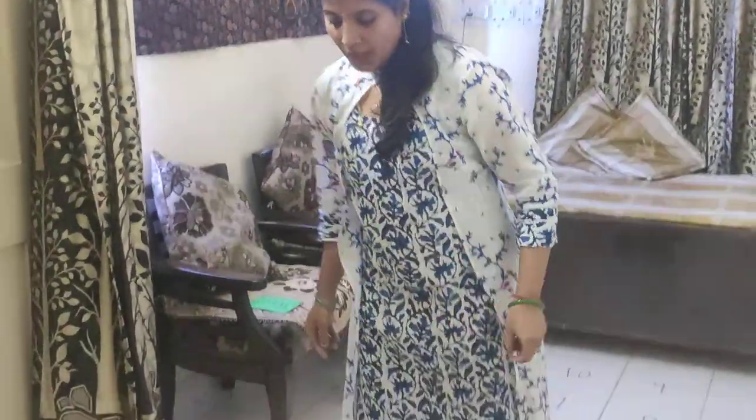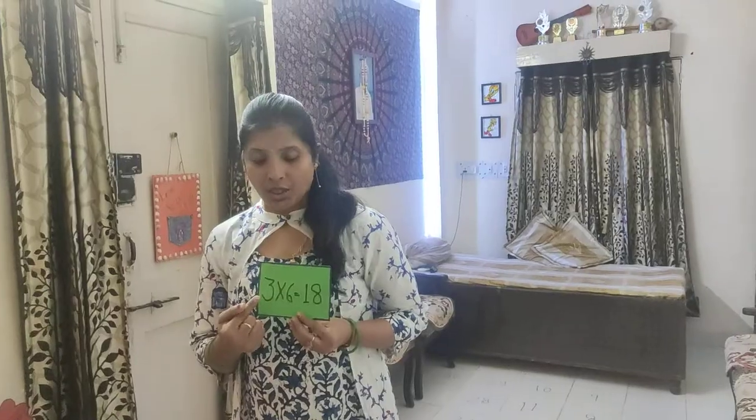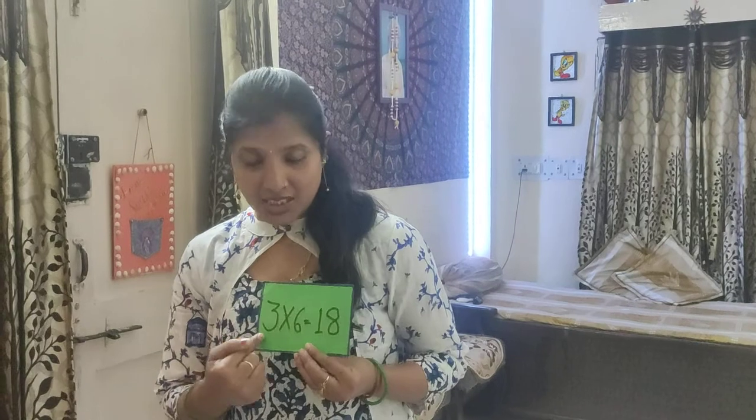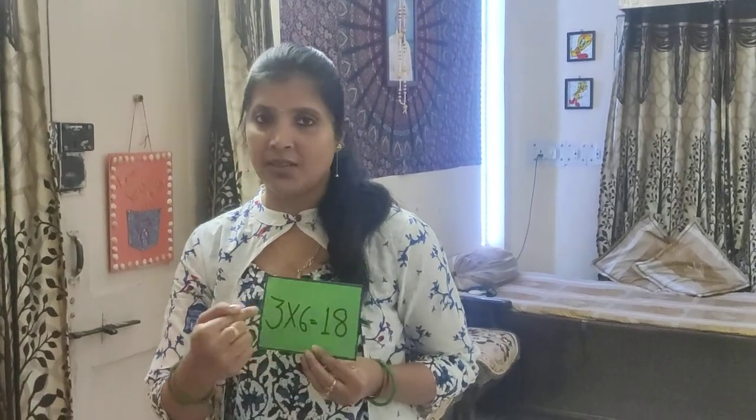Again, I will jump 3 steps. Now I am at 18, as I have jumped 3 steps 6 times. So 3 into 6 is equal to 18.